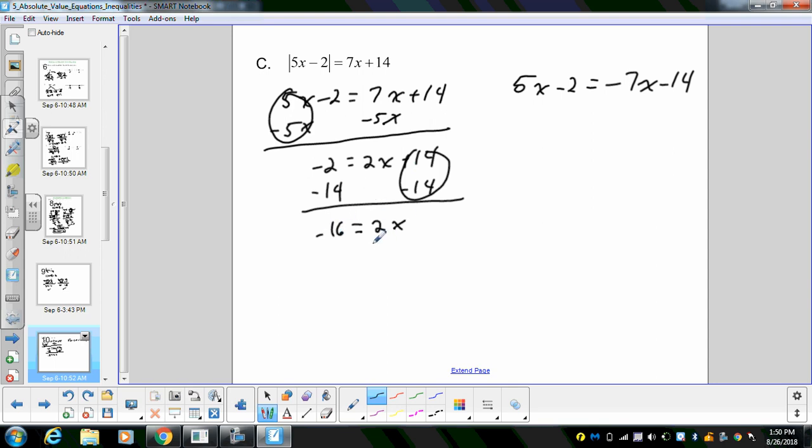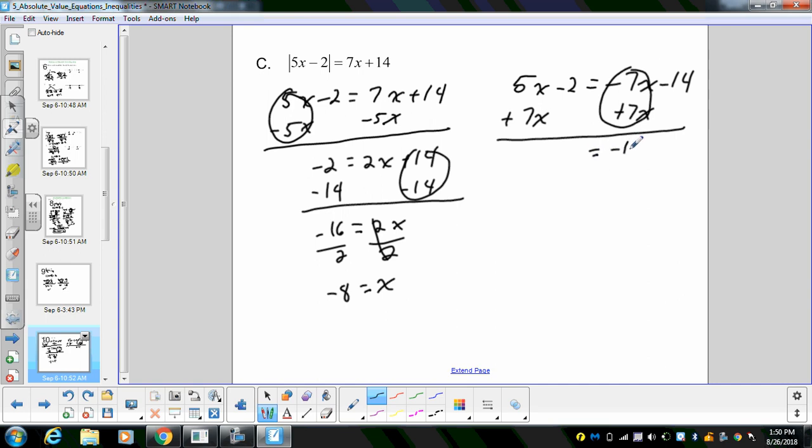Now I'm ready to get rid of my coefficient. So now I'm going to divide both sides by 2. Negative 16 divided by 2 is negative 8, so x equals negative 8. That's our first one. So let's go over here. This time negative 7 is actually smaller than 5, so now I'm going to add 7x to both sides. Alright, so 5x plus 7x gives me 12x minus 2.